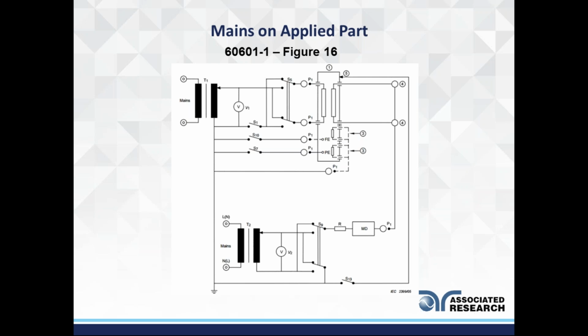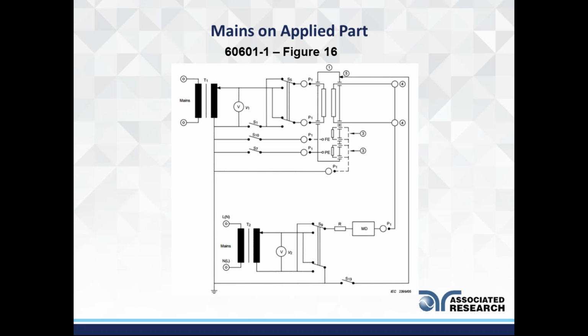So now we get to mains on applied part. People probably lose sleep over this test because it can be pretty complicated to set up, especially if you're trying to automate it. So we've completely introduced something new to this diagram. I now have this T2. I know what my T1 is, right? We still remember my T1 is my input power for my MD.